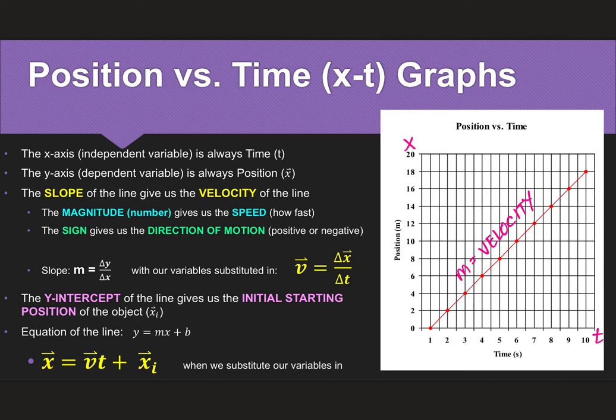The slope, remember when we did the lab, we calculated out rise over run, and we derived this equation right here, our main velocity equation. Velocity is the change in position or the displacement over a period of time. The y-intercept gives us the starting position, and we also derived that second equation right here that I call the position equation that allows us to find where an object is if we know the velocity, the starting position, and how long it's been traveling, the time it's been traveling.